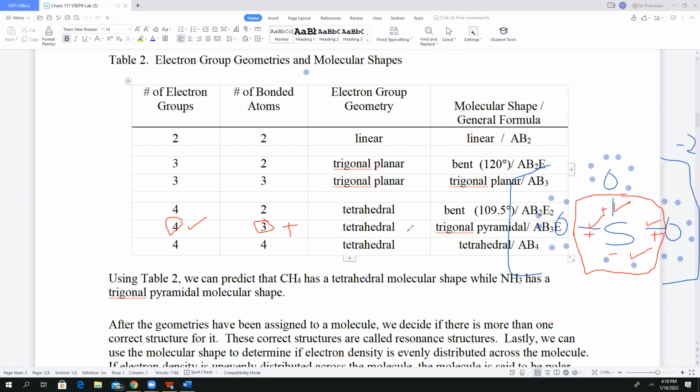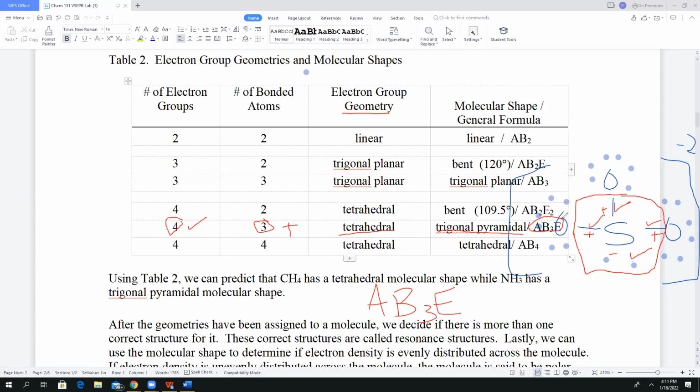So your electron group geometry, notice it says electron group geometry, is tetrahedral. But your molecular geometry is not, it's trigonal pyramidal. And the AB3E, all it's telling you, well, this format is saying you have a central atom, that's the A, with 3 bonded to it and 1 electron pair. You see that? Which is exactly what we have, right?